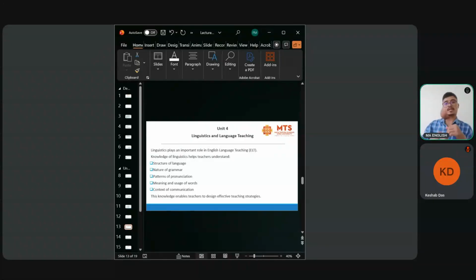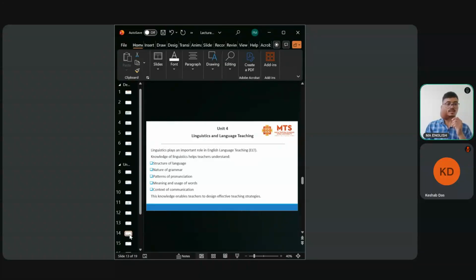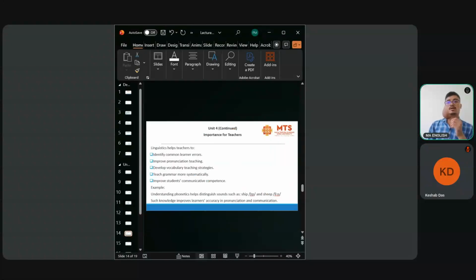Okay. So now, what is the importance for teachers? Linguistics and language teaching. Let's move into that. So now, the first benefit I can say is that linguistics helps teachers identify common learning errors.